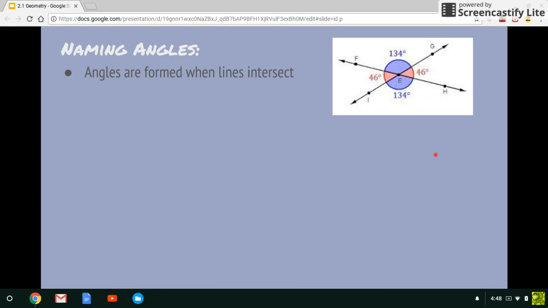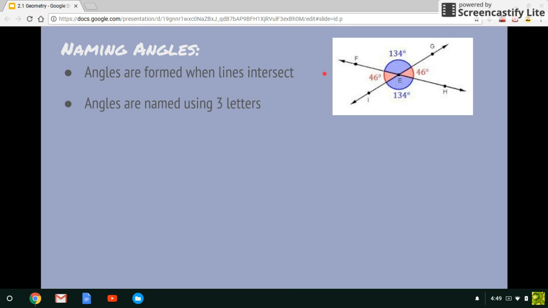So first we have to know what exactly is an angle. Angles are formed when lines intersect. In this picture, we've got line FH intersecting with line GI at this point E. And when it does, it forms four different angles here. This red one is an angle, this blue one is an angle, and the other red one and the other blue one are also angles. So that adds up to four angles that are formed when two lines intersect.